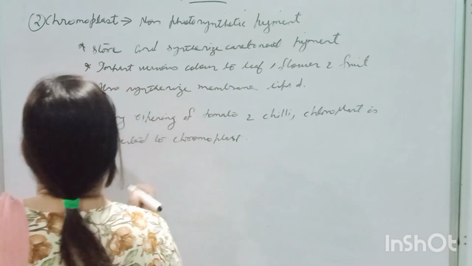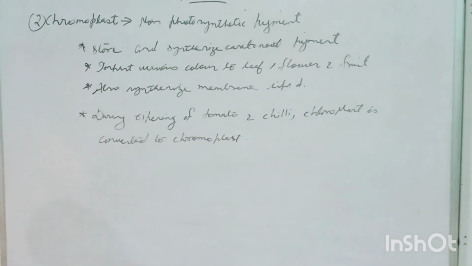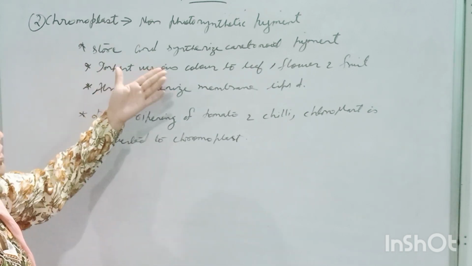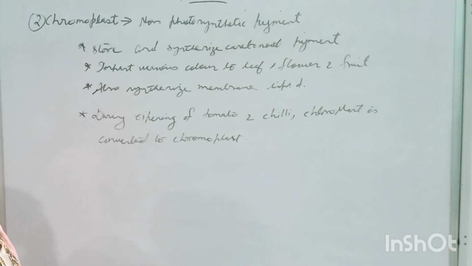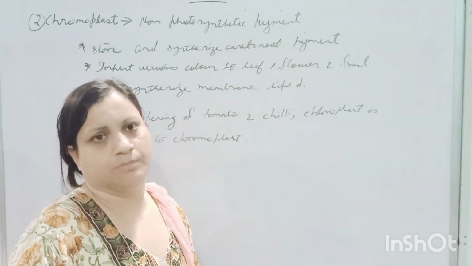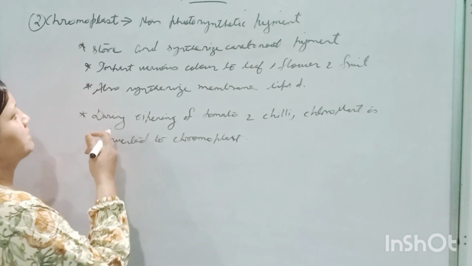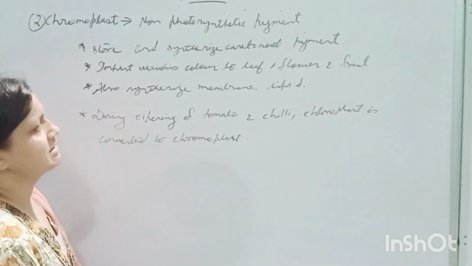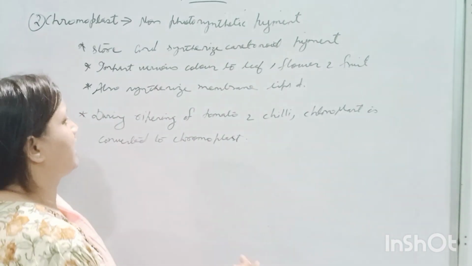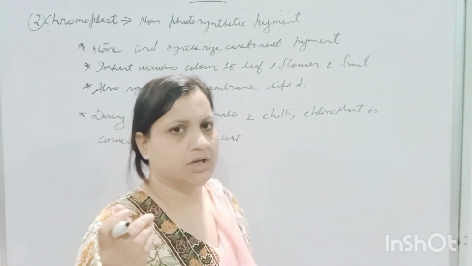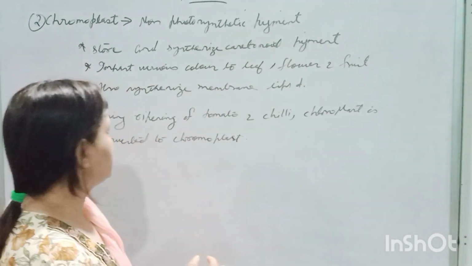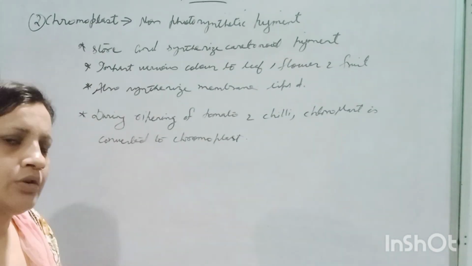So this is about the chromoplast. Chromoplast is also non-photosynthetic, just like your leucoplast. They store and synthesize carotenoid pigment, and the various colors in the leaf and fruit that we observe in plants are due to the chromoplast and this pigment. It can also synthesize membrane lipid. The ripening of tomato, chili and other fruit happens because the chloroplast is converted into chromoplast.